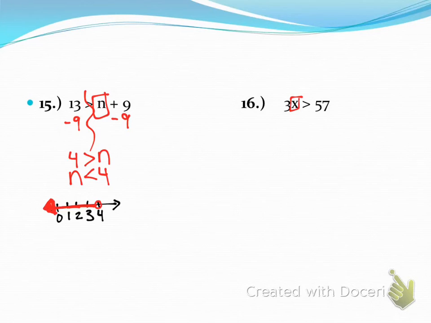All right, we've got to get x by itself again. Keon, how do we get x by itself here? Divide both sides by 3. Do we need to flip our inequality symbol? No. We did not divide by a negative, so we can leave it alone. 57 divided by 3. 19.